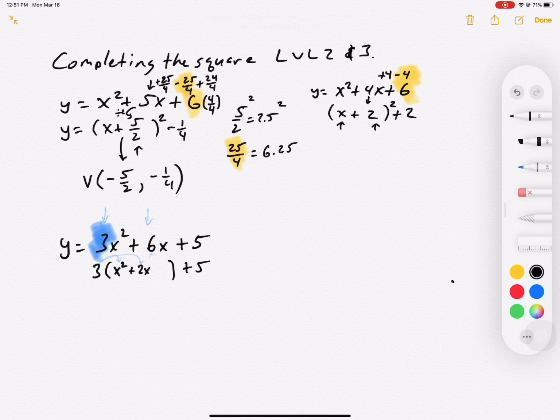The reason why I normally don't factor out the 3 from the 5 is because if I divide the 3 from the 5, I would end up with 5 over 3. And do you really want a fraction here? I don't think so. We're done with fractions.